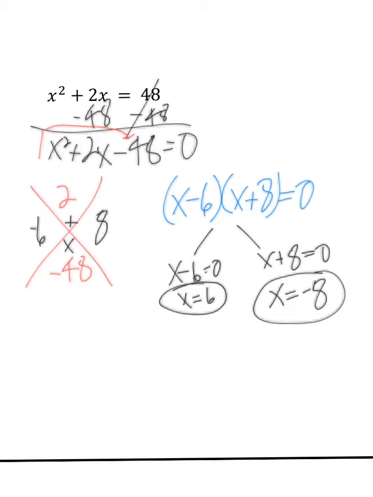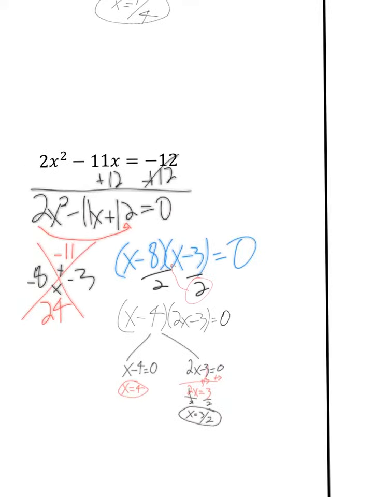Okay, so in this example, I got 6 and -8 for my final answers. I minus 48 over, and so now I have it in standard form. Factors of -48 that add up to 2: 6 times 8 is 48, and -6 plus 8 is positive 2. So x minus 6 times x plus 8. So flip the signs: x equals 6, x equals -8.